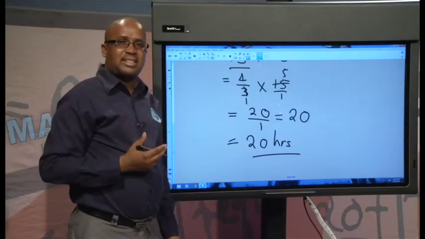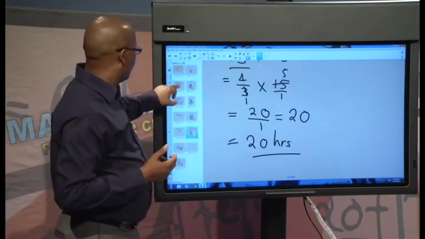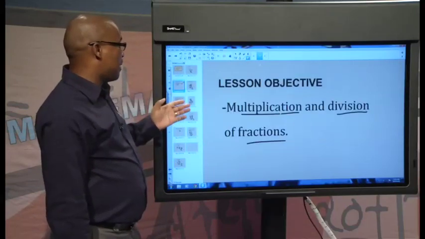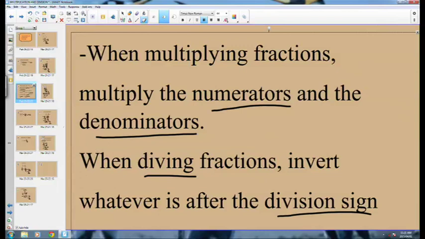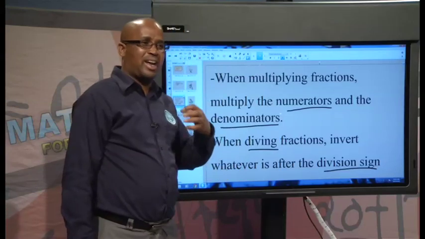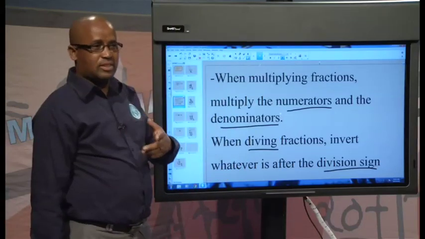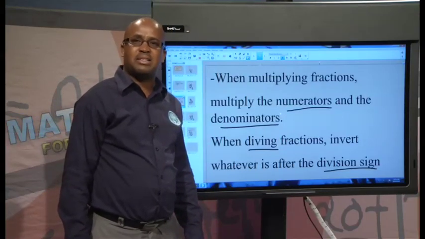Now, before we end today's lesson, let us rep what we did on today's lesson. The lesson objective said we are to multiply and divide fractions, which I want to believe we did. Remember, when multiplying fractions, what we simply need to do is to make sure that you multiply the numerator and denominator. And then when we divide fractions, you change the division sign into multiplication. Then after changing the division sign into multiplication, you invert whatever comes after the division sign. Then that's when you can simplify your fractions. This is how we multiply and simplify fractions.